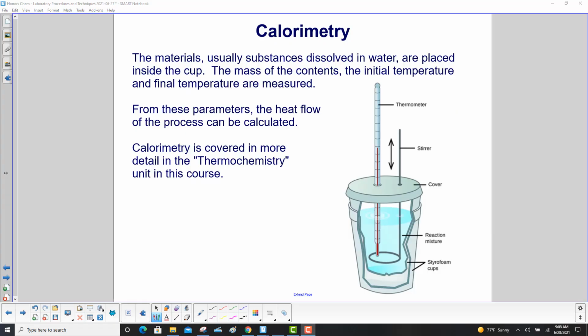The materials, usually substances dissolved in water, are placed inside the cup. The mass of the contents, the initial temperature, and final temperature are measured. From these parameters, the heat flow of the process can be calculated. This is covered in much more detail in the thermochemistry unit in this course.